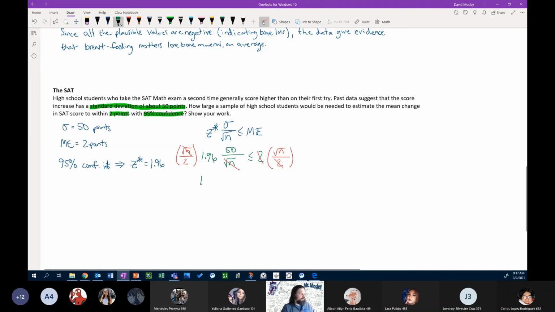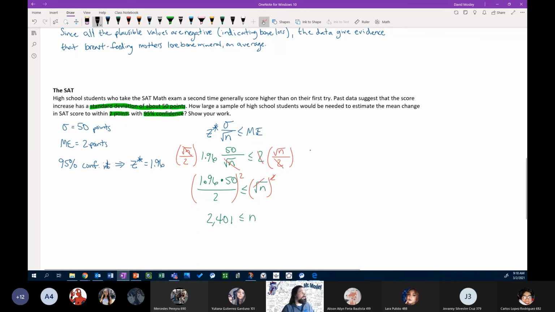Right, we end up with 1.96 times 50 divided by 2 is less than or equal to the square root of n. Square each side to cancel out the square root. And we get, on the left-hand side, 2,401 is less than or equal to n.